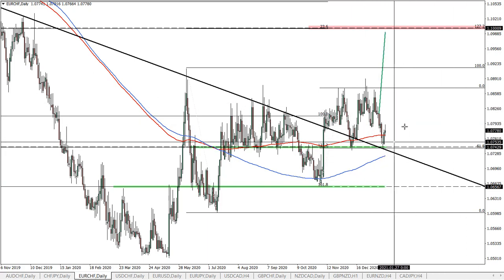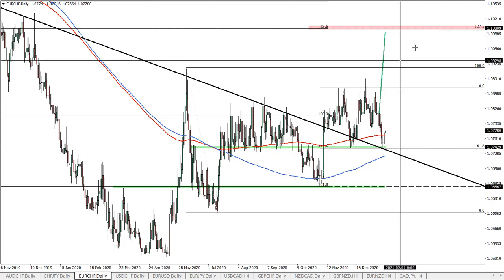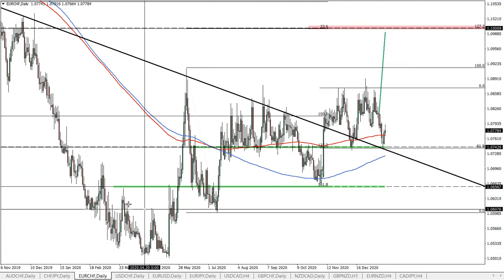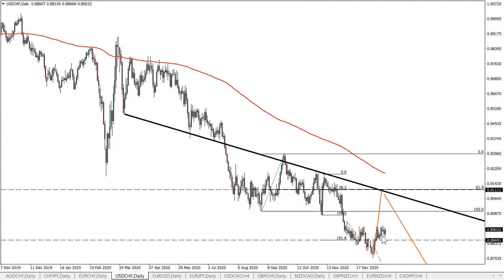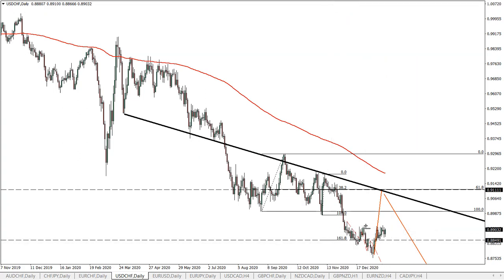So still watching to see whether this support holds. If yes, this should be a long-term uptrend, because this is yet again a daily time frame. The dollar Swiss franc, still range trading. We can clearly spot the resistance formed near 0.8921.